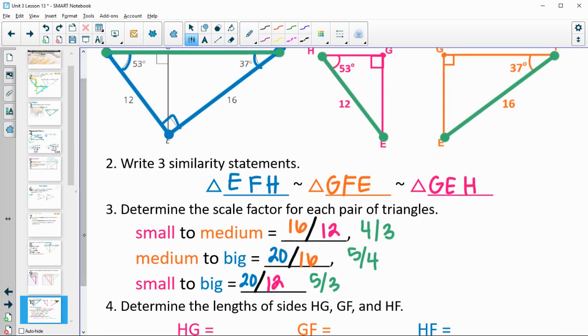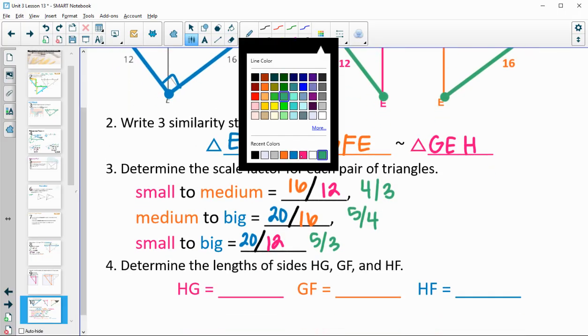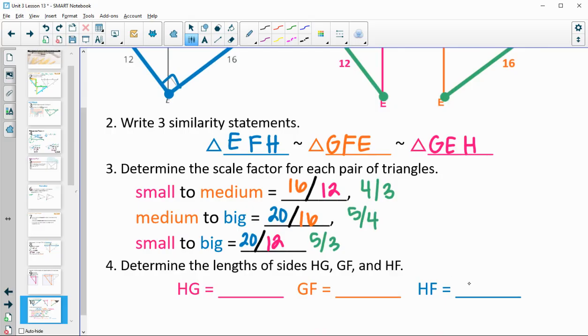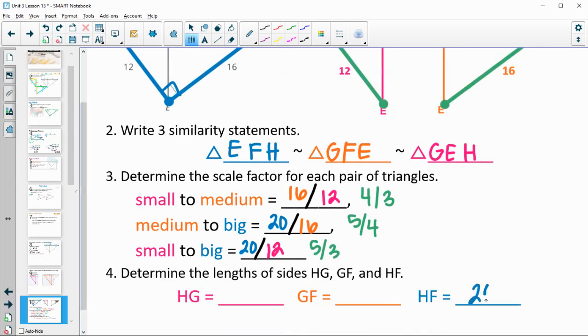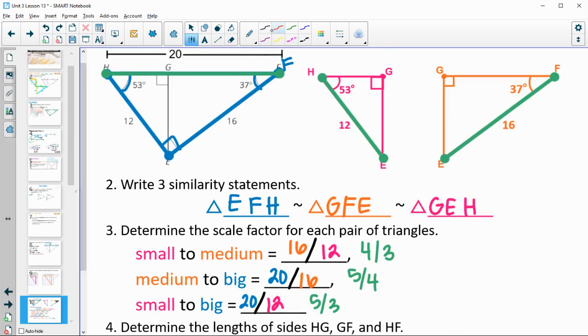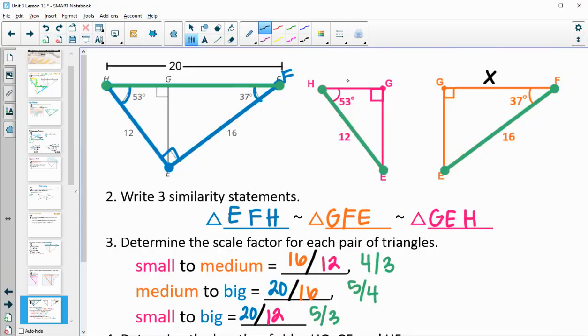So now let's actually determine the lengths in each of these triangles. We already figured out HF. HF is the hypotenuse of the large one, so we already know that that's 20. Now we want to find GF in this orange triangle, and then we want to find GH. Those are the two parts that we want to find.